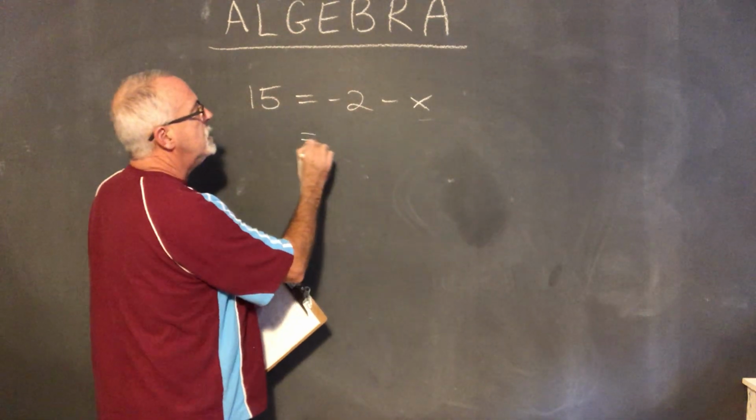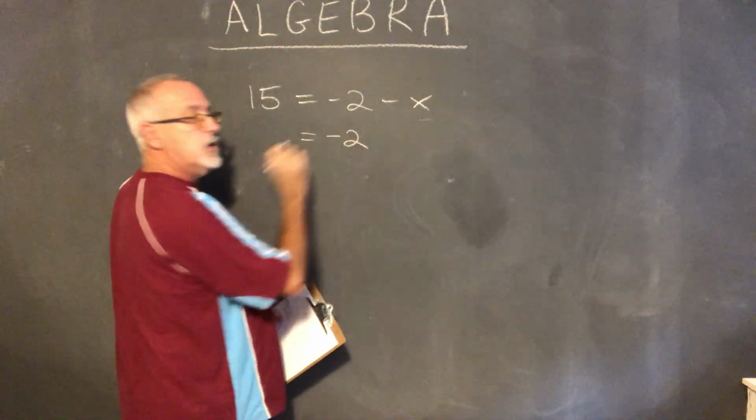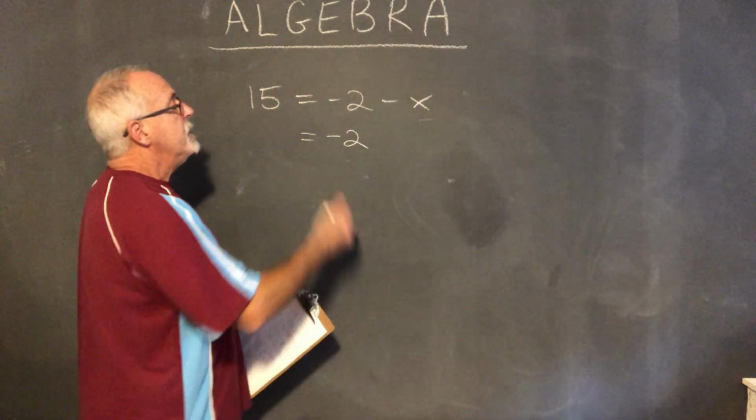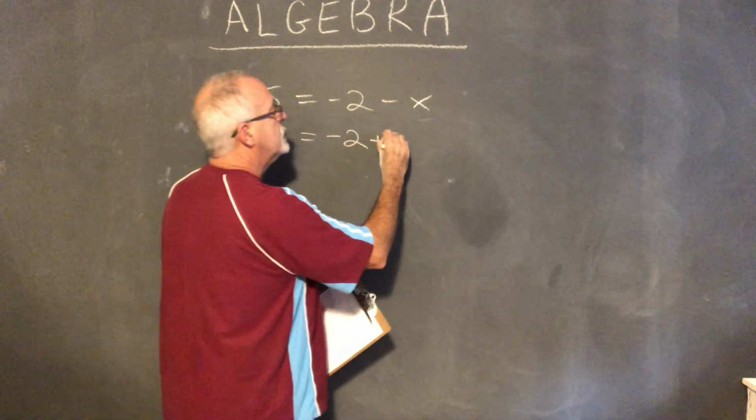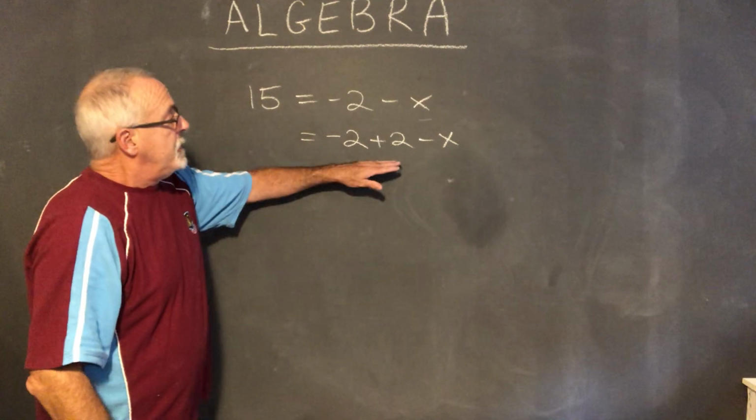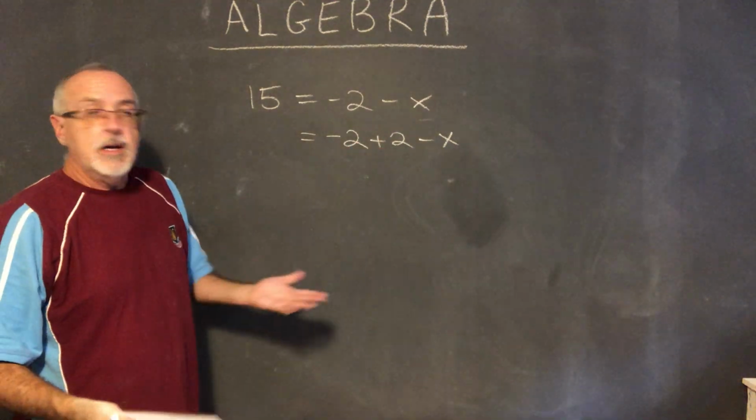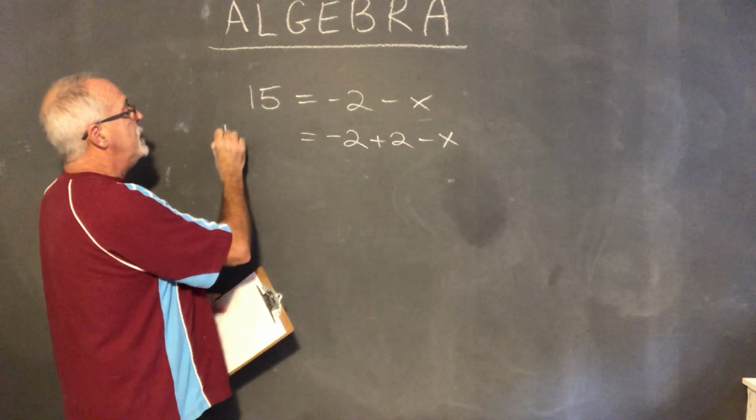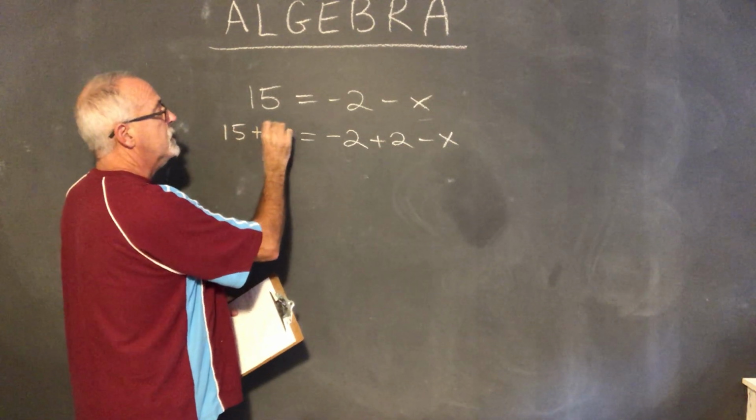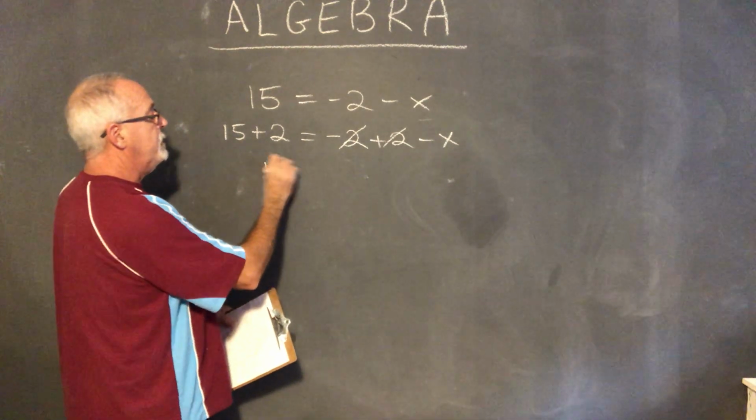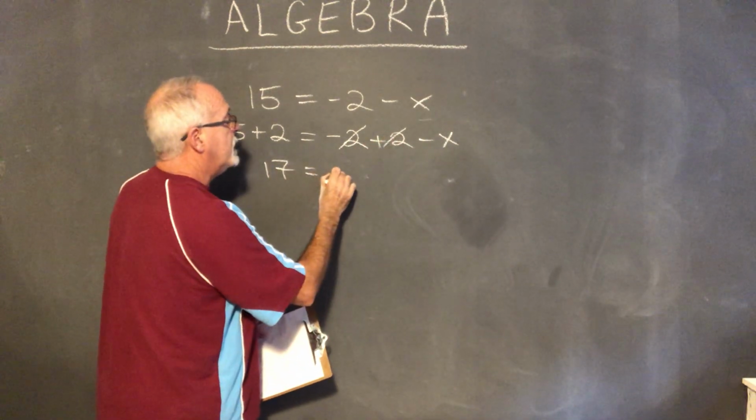So what I need to do is, I'm subtracting this 2, and I don't want it there because I want to get it away from my x so my x can be alone. So I'm doing the opposite of subtracting a 2, which is adding a 2. And the minus x I have to keep. The negative 2 and the plus 2 are going to cancel. This is the whole point. That's why we're doing this. But if I'm adding 2 on the right side, I have to add 2 on the left side. These cancel. 15 plus 2 is 17. And now my x is isolated.